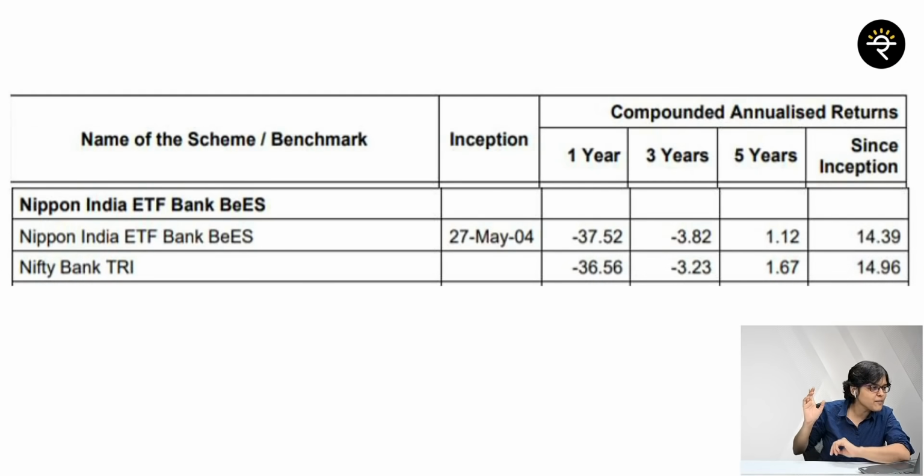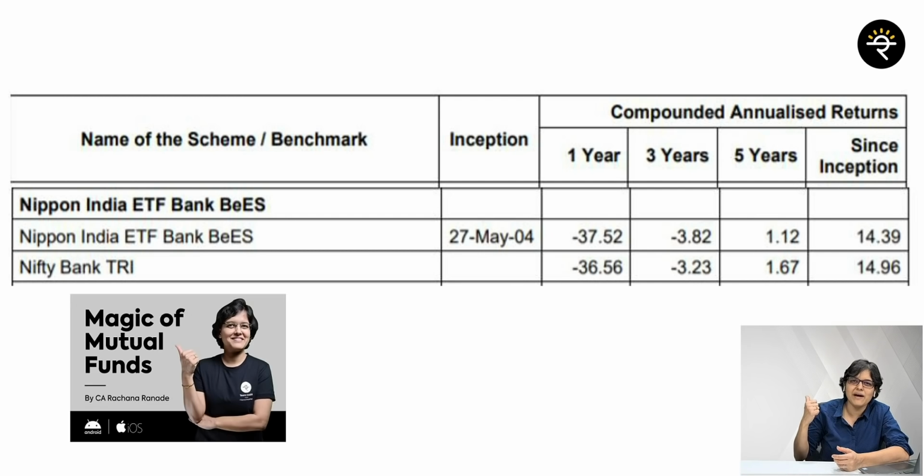Well, do we have any data to prove this? Why not? I'm just comparing Nippon India ETF Bank BeES with Nifty Bank TRI. TRI is Total Return Index. I have explained what a Total Return Index is in detail in my course on Magic of Mutual Funds, so if you want, you can have a look at that as well, right?